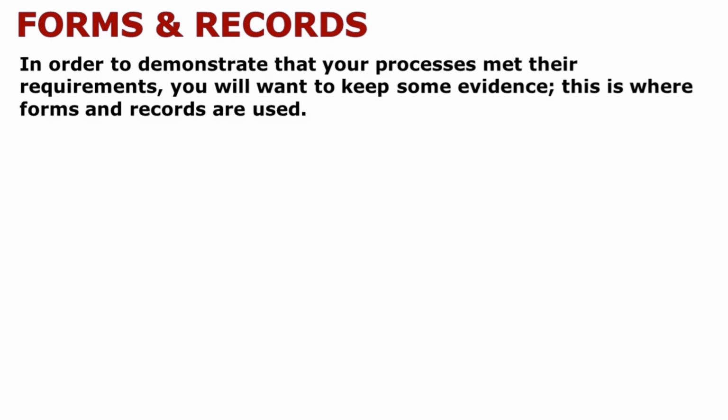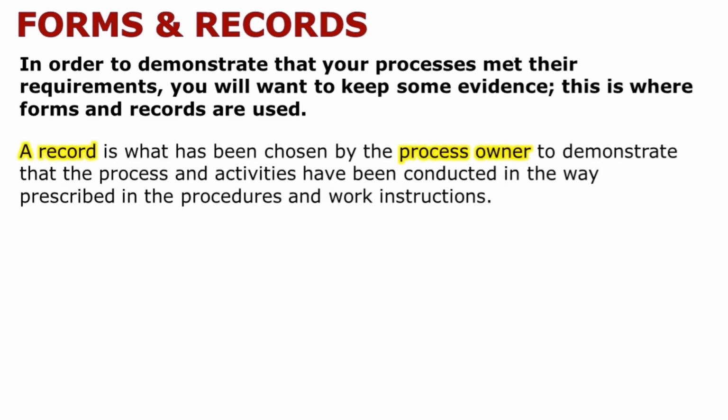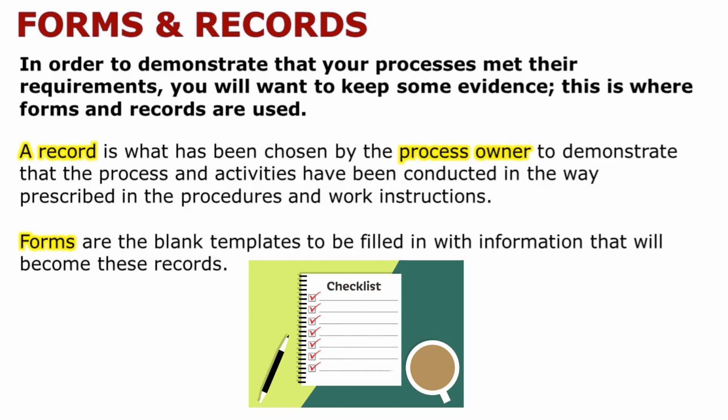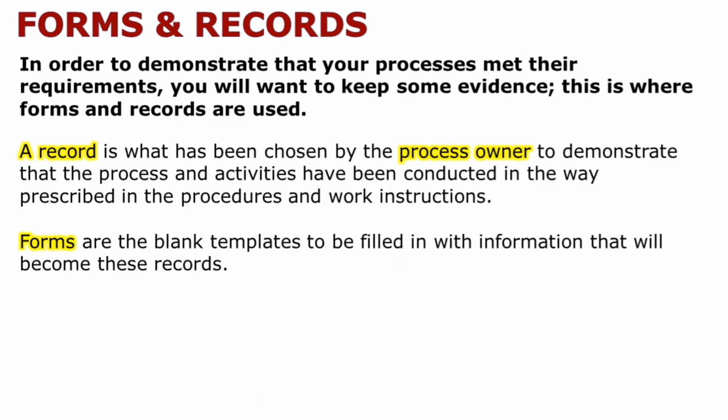Now let's talk about forms and records. These play a crucial role in your quality management system. So, what are forms and records? They are like the evidence that proves your processes are working correctly. Records are carefully selected by the process owner to show that activities were carried out as per procedures and work instructions. Forms, on the other hand, are like blank templates ready to be filled with information, eventually becoming records.